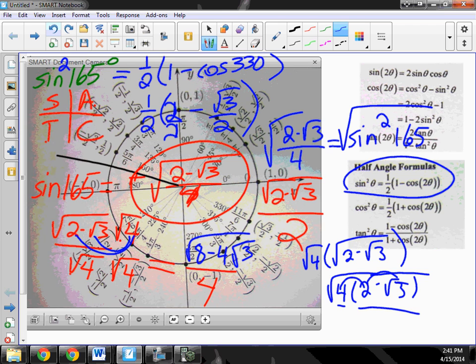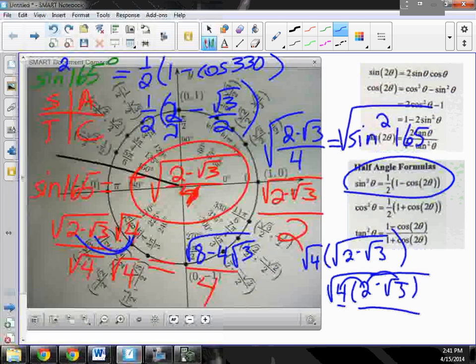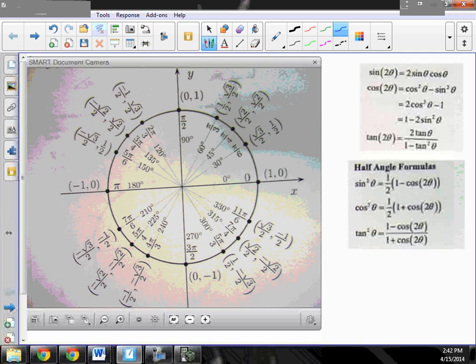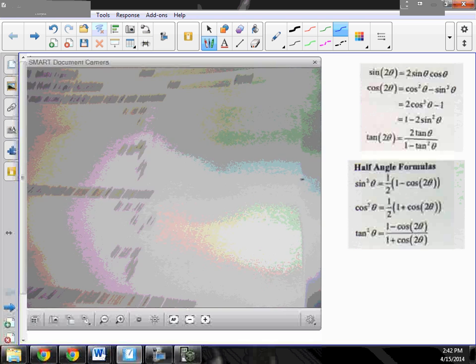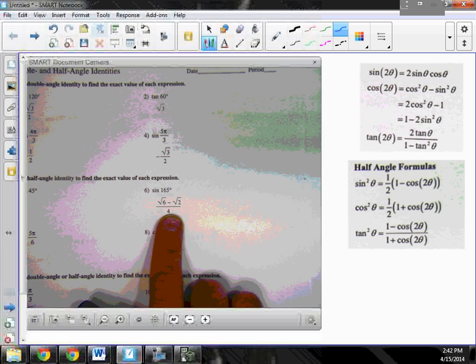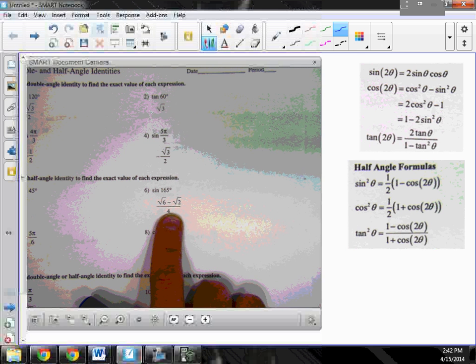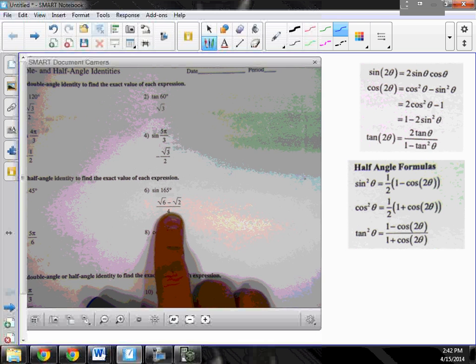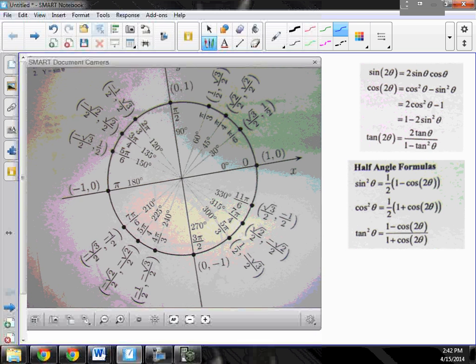So the answer that they want, and I'm just showing you this because it's the way that it's written on the worksheet, is, what number was that? Number 6? Right there. Root 6 minus root 2 over 4, by multiplying that root 4 on the inside. If you leave it the other way, I'm okay with it. Okay.